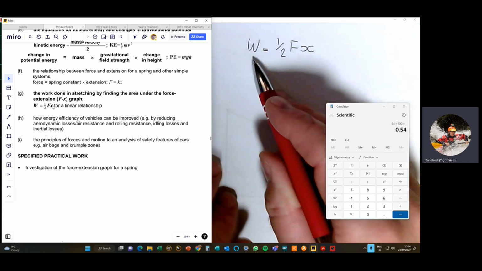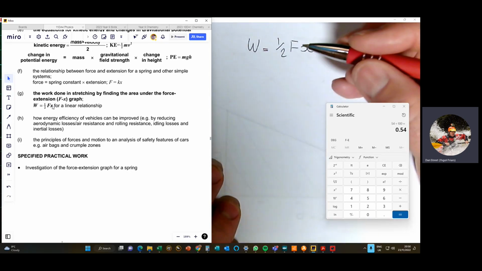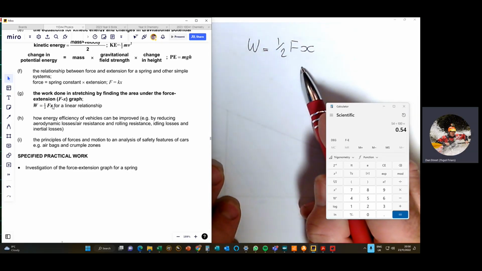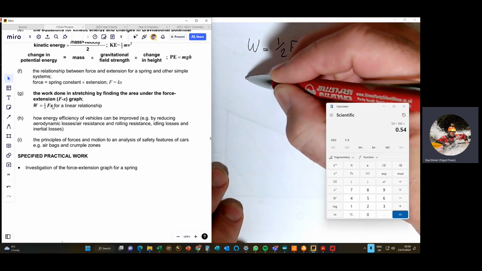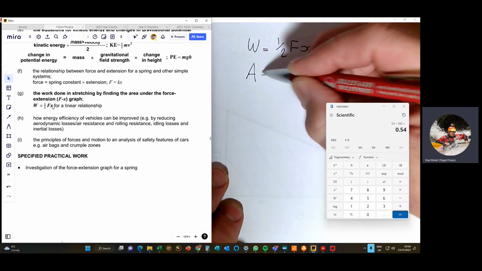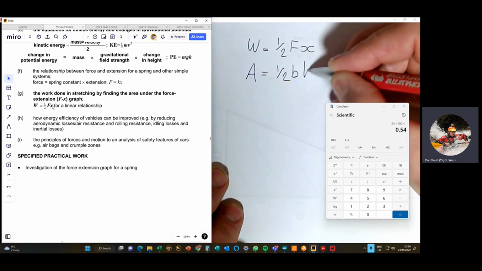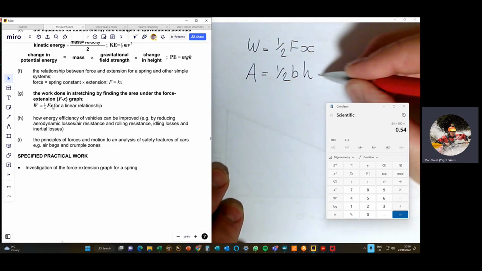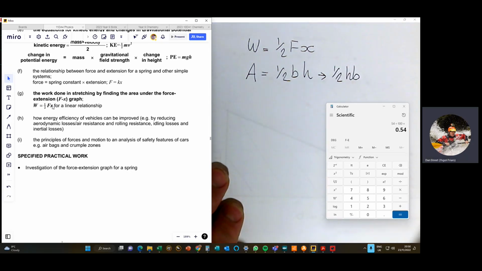Now, I just want to compare this equation to one that you're familiar with in maths, and that is the area of a triangle, because this equation only works if the extension of the spring is linear. In other words, it's a straight line. So I'll come back to that in a second. But the area of a triangle in your maths lessons is half base times the height. Mathematically it doesn't matter if we just change that to half height times base. It comes to the same thing.